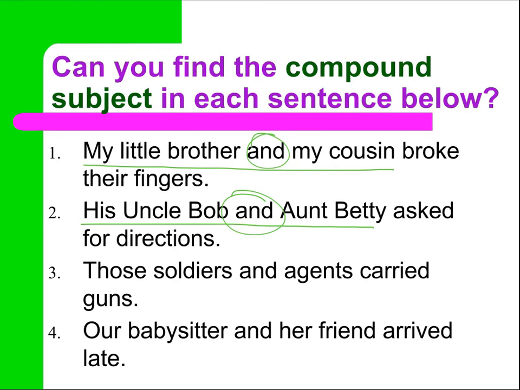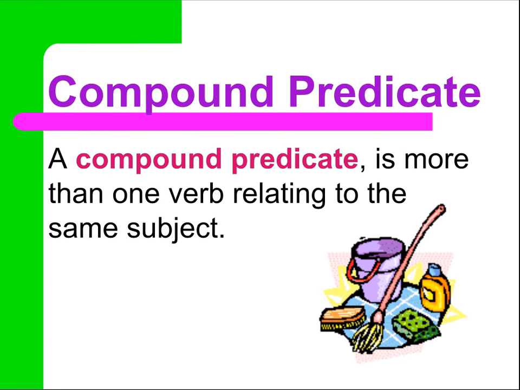Try number 3 and 4 in your head. Did you get those soldiers and agents for number 3? And did you get our babysitter and her friend for number 4? If you did, you found the compound subject. A compound predicate is pretty much the same as a compound subject. You'll look for conjunctions that are joining 2 or more verbs together, telling what the subject is doing.